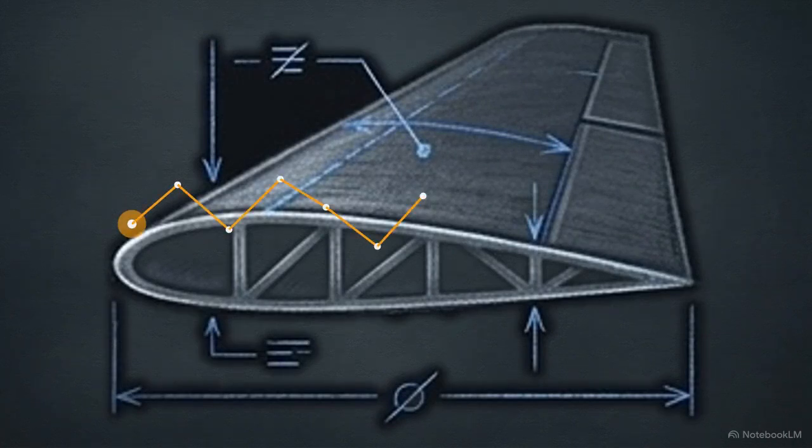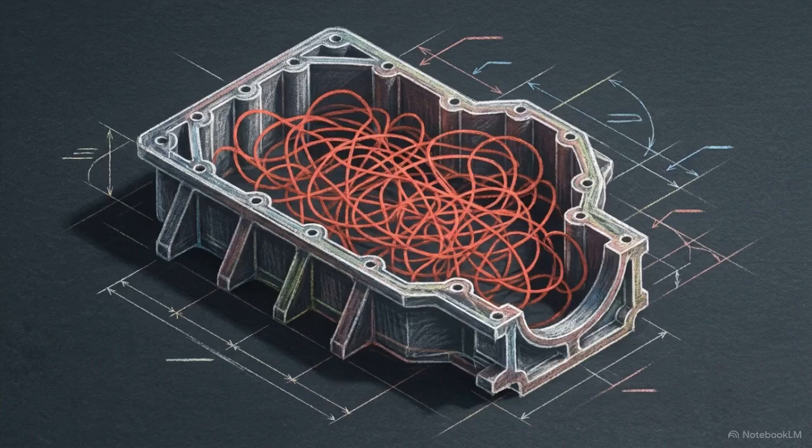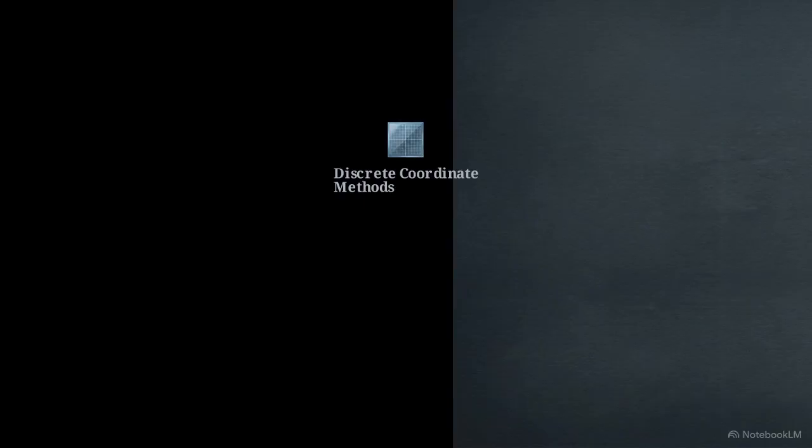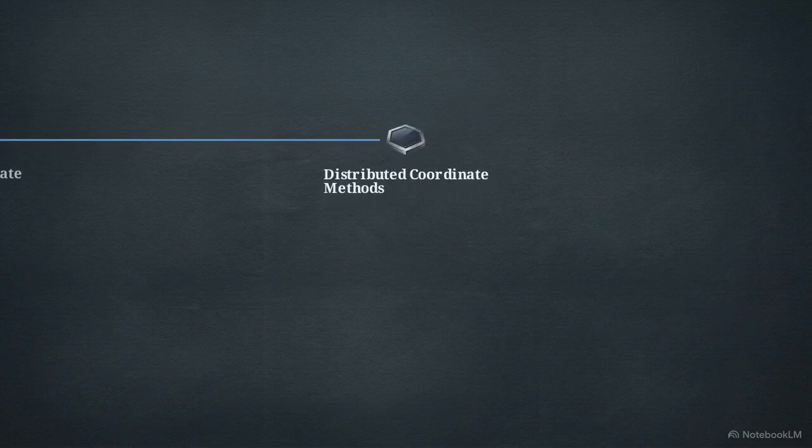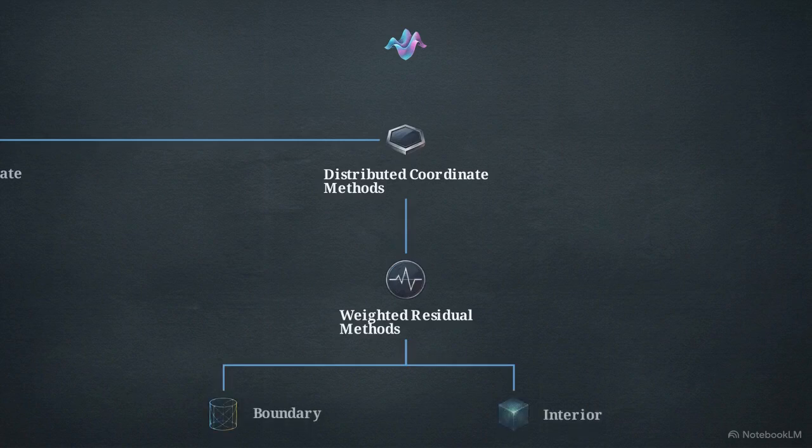To handle complex geometries, we move to the right side of the map, distributed coordinate methods. Instead of isolated points, we define continuous functions across an unbroken spatial domain. The dominant toolset is weighted residual methods, dividing into boundary or interior measurements. Boundary residual methods, particularly the boundary element method, yield incredibly accurate results, but they demand exceptionally heavy mathematical computation to maintain stability.